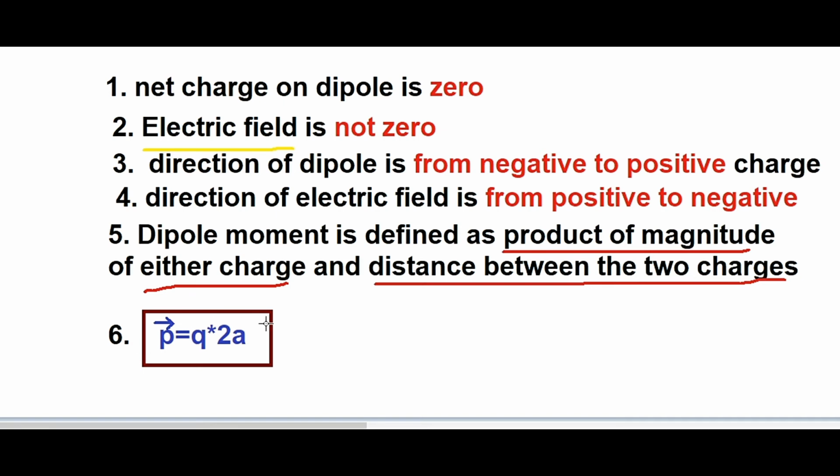If we talk about the units, then we can write the unit as coulomb meter, because q has the unit of coulomb and a has the unit of meters. The electric dipole moment, or just dipole, is a vector quantity. That is why a vector sign is also used here. You can see an arrow over the electric dipole moment. A small p is the symbol used for electric dipole moment. Don't confuse it with momentum. Momentum is a different quantity and dipole moment is a different quantity.